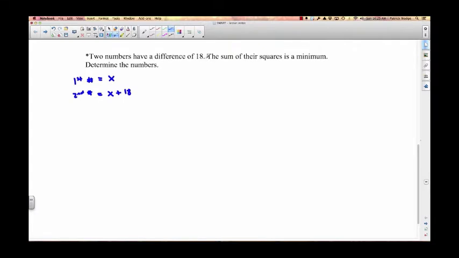Two numbers have a difference of 18. First one's x, second one's x plus 18. The sum of their squares. Sum means add, but what we're adding together is not these two things, but the square of those two things. So what's the square of x? x squared. What's the square of x plus 18? Not x squared plus 18 squared. That's not right. It's x plus 18, all squared.